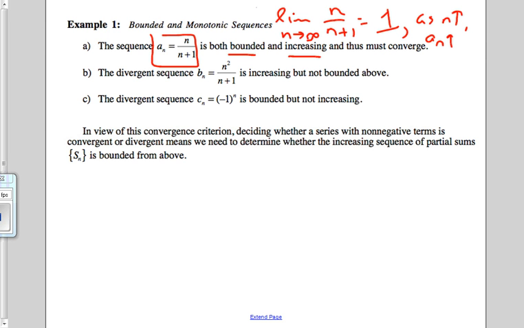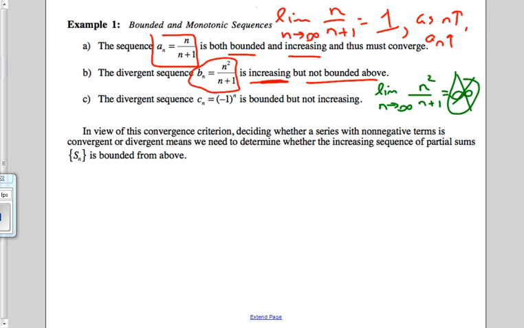Here we have a divergent sequence right up here. That value is increasing for all values of n. As n gets bigger, so does b sub n. But it's not bounded above, because the limit as n approaches infinity of n squared over n plus 1 equals infinity, or the limit doesn't exist. It doesn't approach some value.